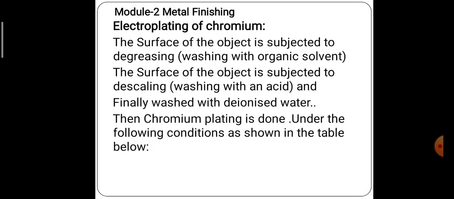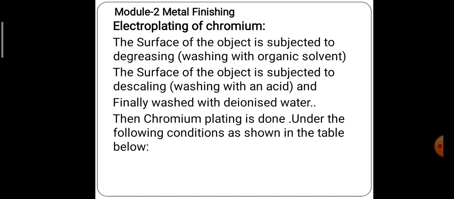Last class we discussed the principle of electroplating process. Today I am going to explain electroplating of chromium, just by taking one example of electroplating process. In detail we understand the electroplating process.